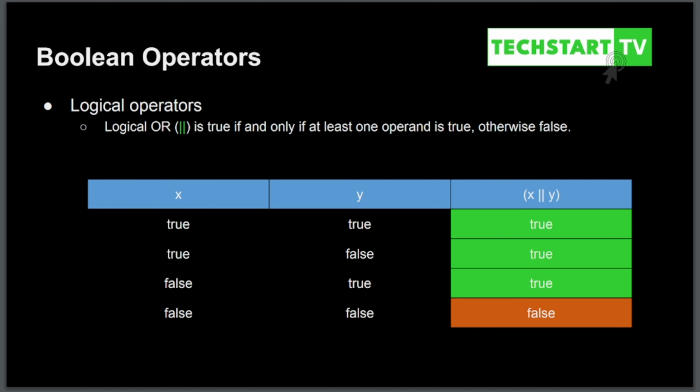Si x kay true and then si y kay true. So mamili lang ta kung asa ang true sa ilaha. Either sa ilaha kay true, then true na ang answer. But if false gyud silang duha, then false gyud na siya.